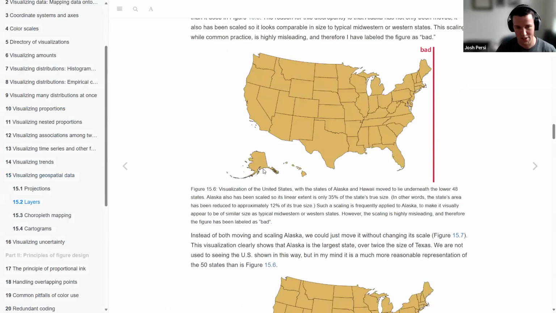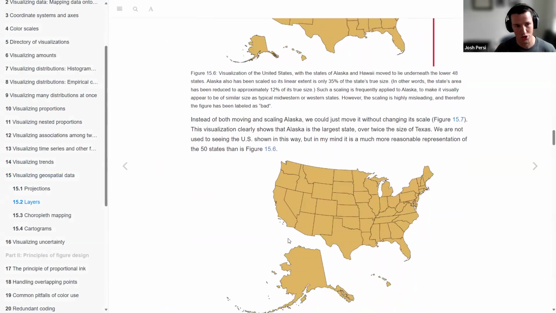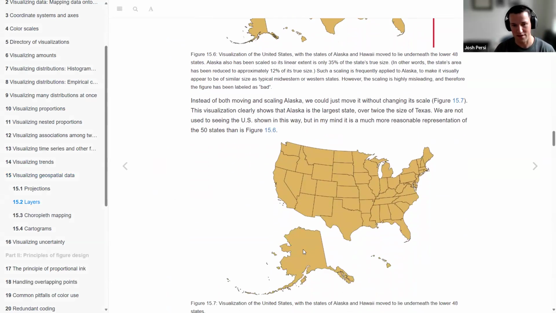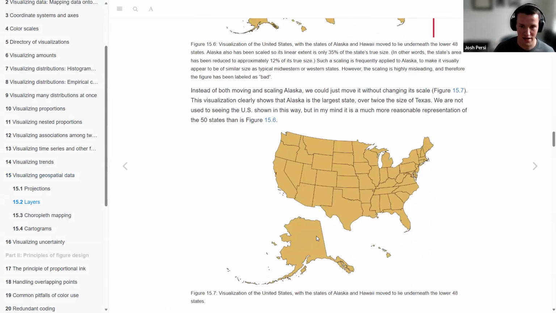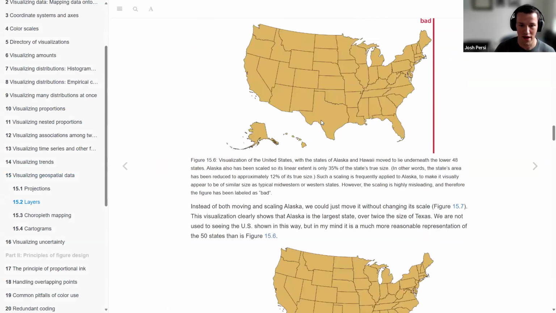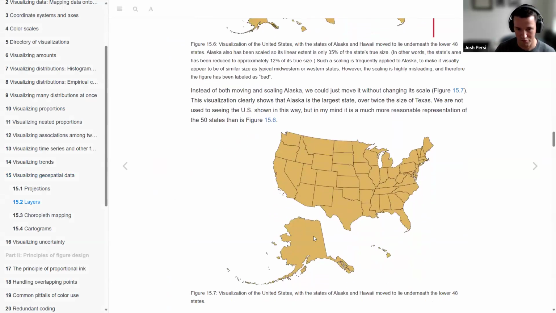The author spent considerable ink saying that he's not a fan of this, but that he really likes it when you show Alaska true to its size. So you can see that Alaska is a behemoth of a state, and it is not actually smaller than Texas, but is bigger than Texas.